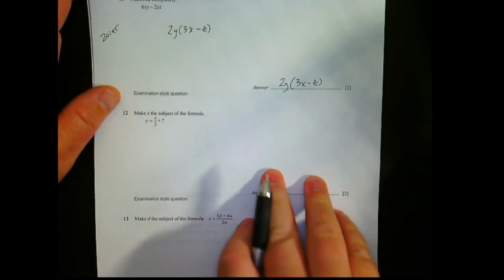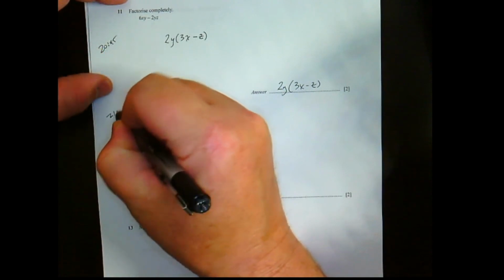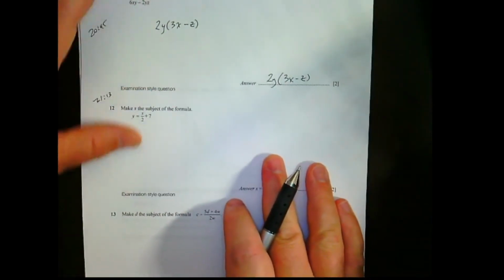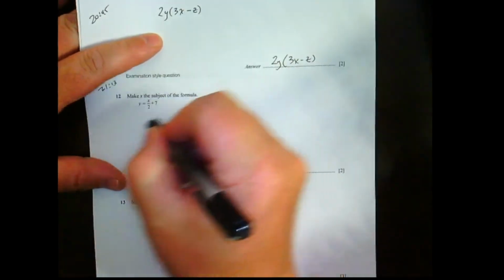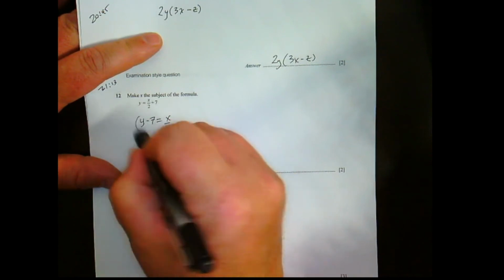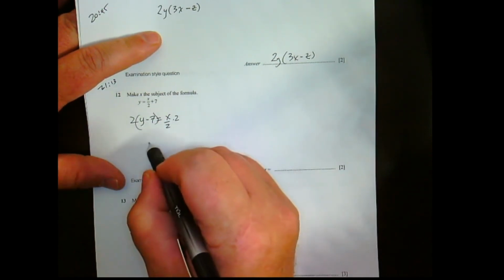All right, for number 12, 21, 13. Make x the subject. So that just means solve for x. On this one, we have to subtract 7 from both sides, and then we're going to multiply both sides by 2. Show your work.